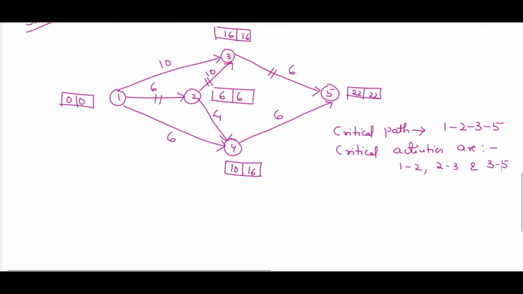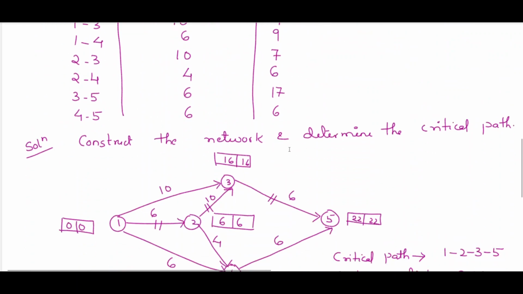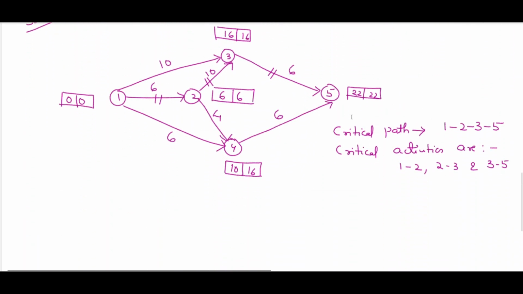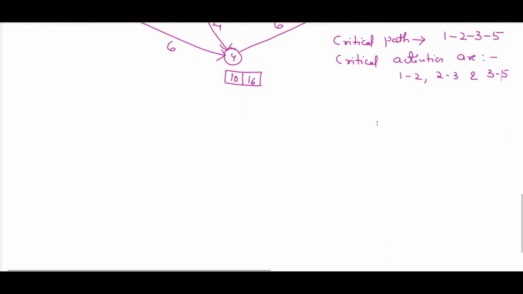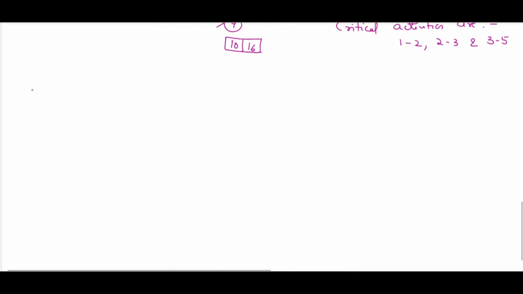So we can adjust these activities so that resource leveling is achieved. Now till now we have not used the manpower requirement. Now the total project completion time is 22 weeks. So now we can draw the network up to 22 weeks.